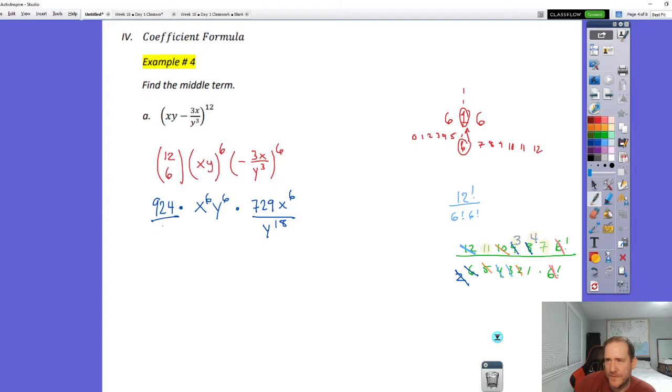Okay, check this over 1. And what's about to happen? These 6 y's will cancel 6 of these y's, so we now have only 12 y's in our denominator. Upstairs, we've got x to the 6th, x to the 6th, so that's x to the 12th. And then our coefficient is the product of the 924 and the 729.